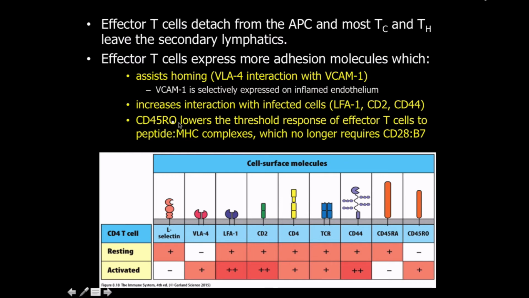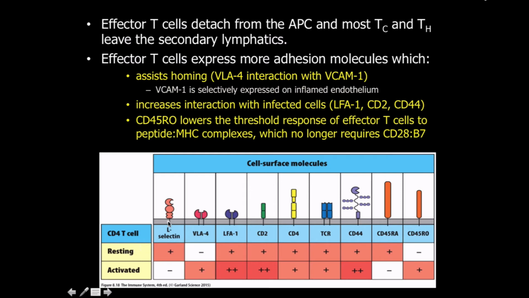CD45RO, I've never heard its name pronounced, so I don't know what the R and the O stand for, but understand that CD45 has that phosphatase domain that plays a role in activating a lot of the signaling cascades, and so this lowers the threshold response, meaning that they don't require the co-receptor. Remember, this is just for naive T cells, right? So once we're past that point in terms of development, and this is just a diagram showing, in this context, the CD4 T cells, all of the cell surface molecules that are going to become activated upon activation, and then the ones that are present whenever they're at rest.